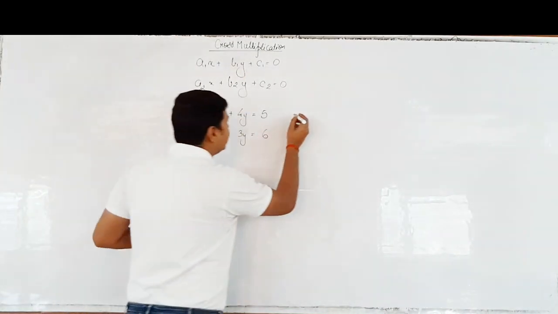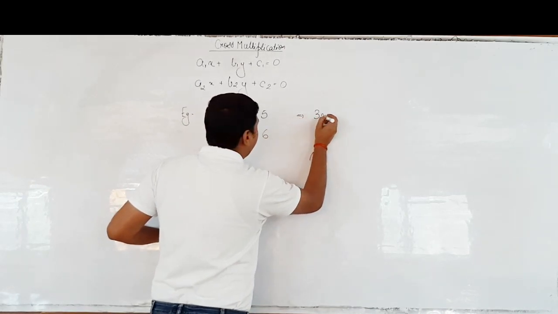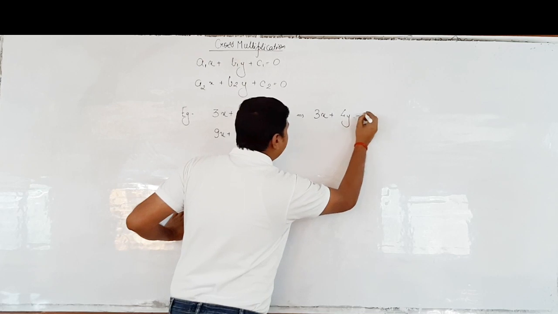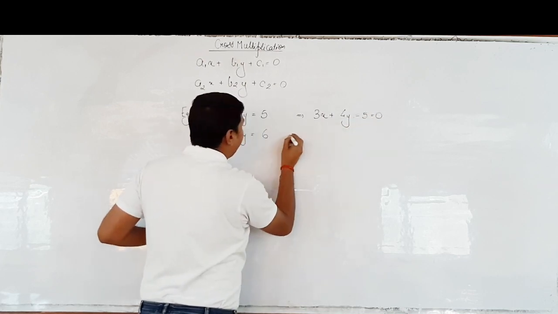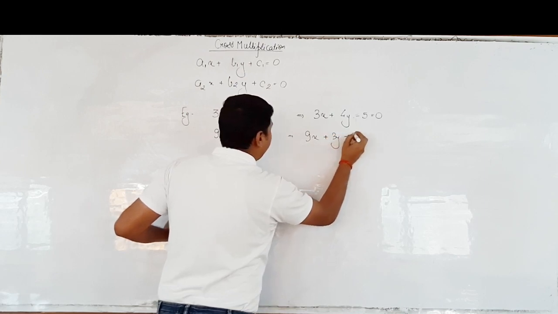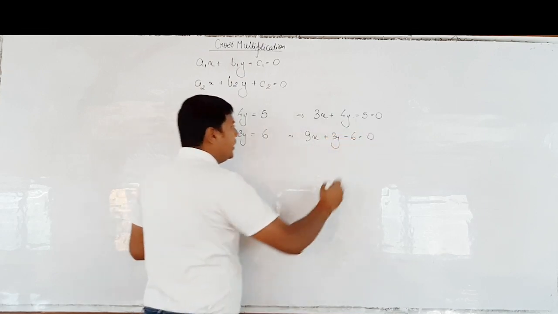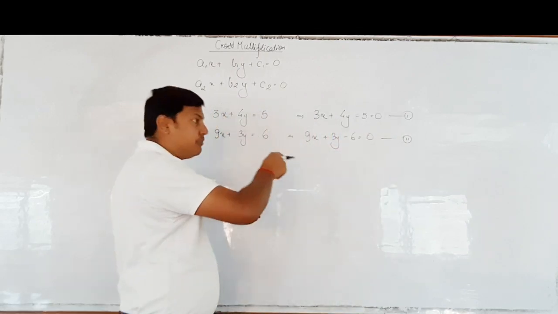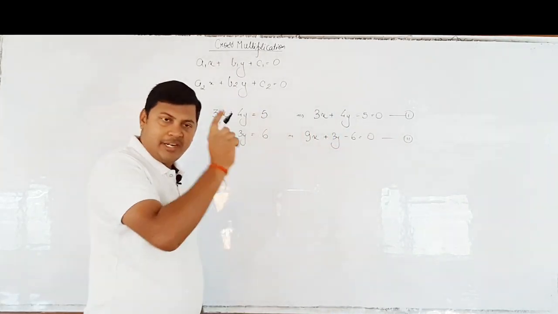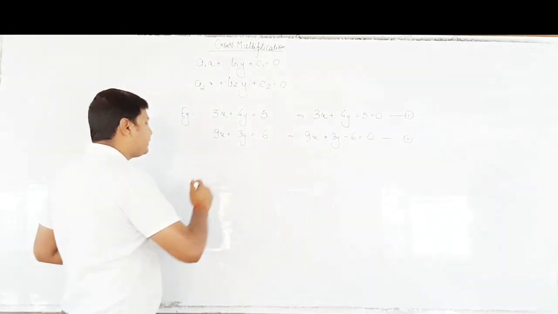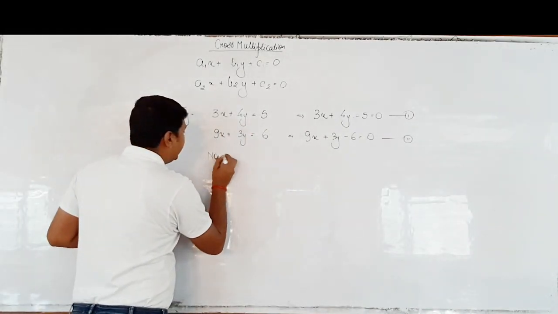And the right form is 3x plus 4y minus 5 is equal to 0, and 9x plus 3y minus 6 is equal to 0. That's the first equation and that's the second equation. That's the right form for solving by cross multiplication.